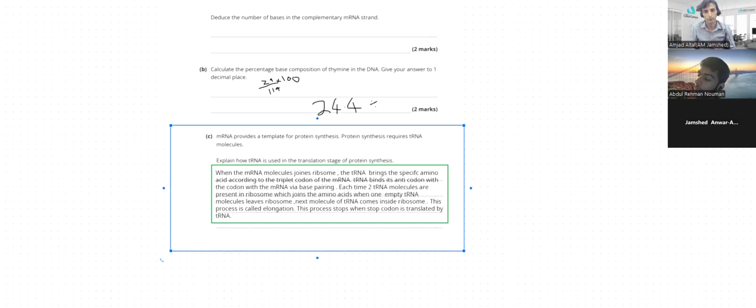I think it's a 5 mark question, so we have 5 points at least here. Brings the specific amino acid according to the triplet. Okay, that's fine. It's good, Abdul. So this is how we can answer these questions.